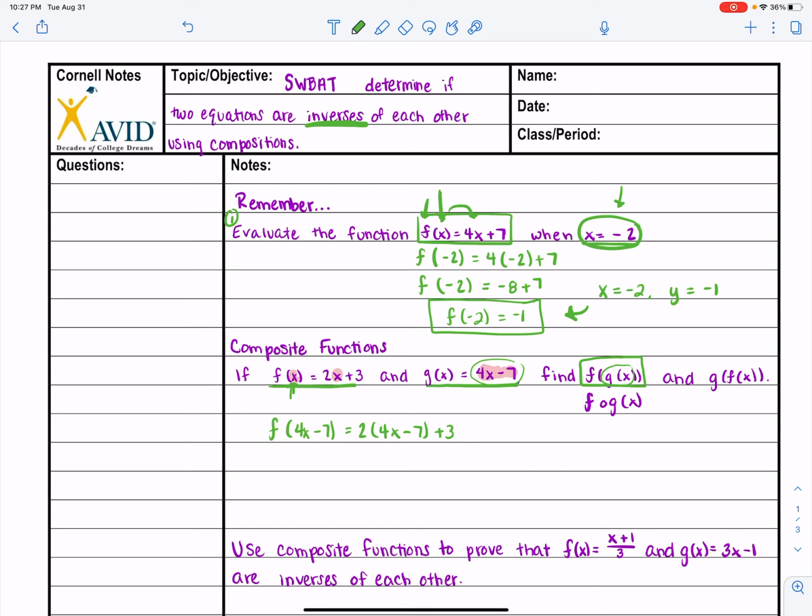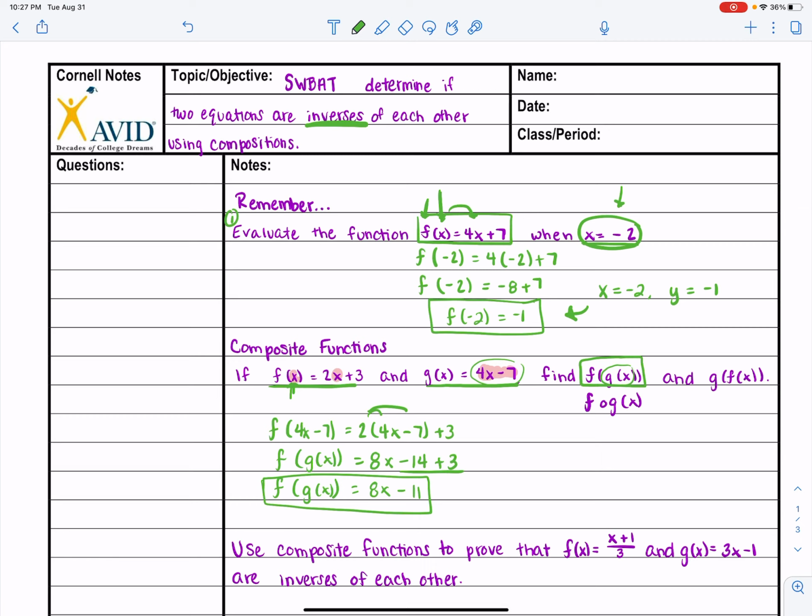All right, so now f of 4x minus 7 was really g of x. It's equal to 2 times 4 is 8x. 2 times -7 is -14, plus 3. Combine like terms. So the function, when g replaces my x's, is 8x minus 11.